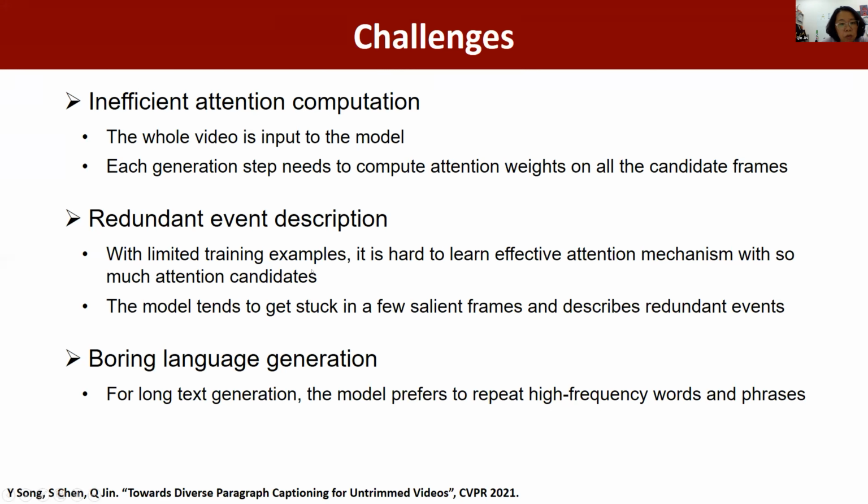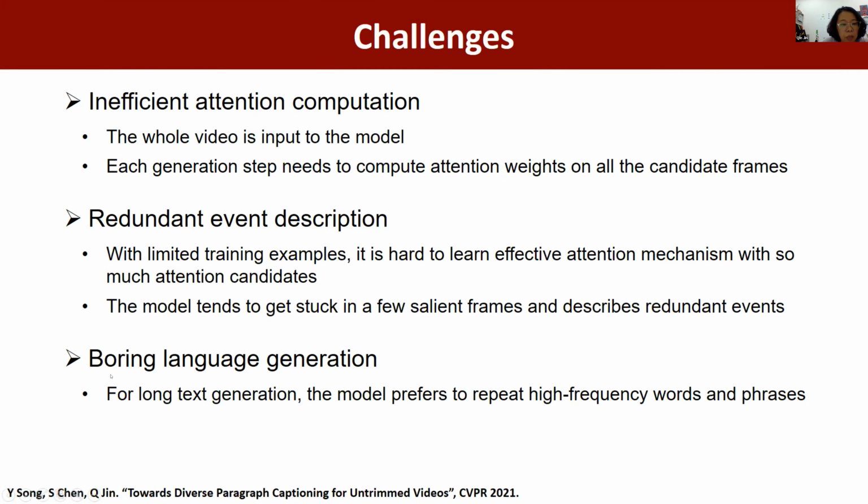Because with limited training examples, it is very hard to learn an effective attention mechanism with so many attention candidates. Therefore, the model tends to get stuck on a few salient frames and repeatedly describe the events related to these salient frames. So we'll describe redundant events. So how can we deal with this issue?